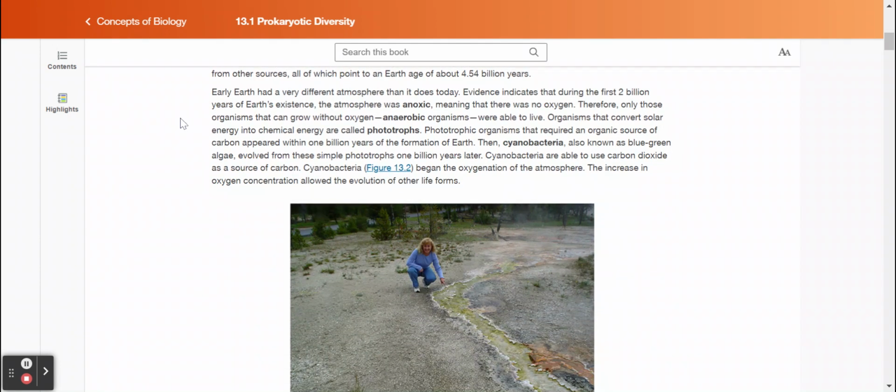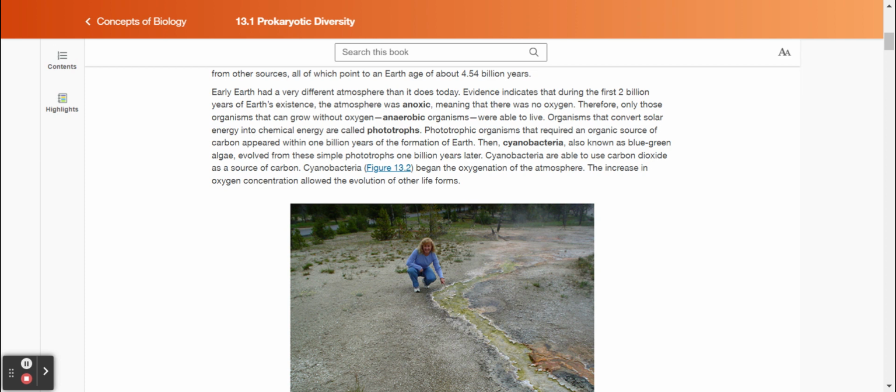Early Earth had a very different atmosphere than it does today. Evidence indicates that during the first 2 billion years of Earth's existence, the atmosphere was anoxic, meaning there was no oxygen. Therefore, only those organisms that can grow without oxygen, anaerobic organisms, were able to live. Organisms that convert solar energy into chemical energy are called phototrophs. Phototrophic organisms that required an organic source of carbon appeared within 1 billion years of the formation of Earth.